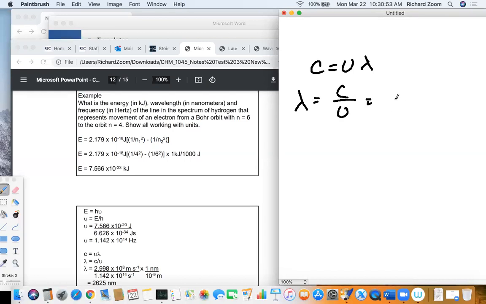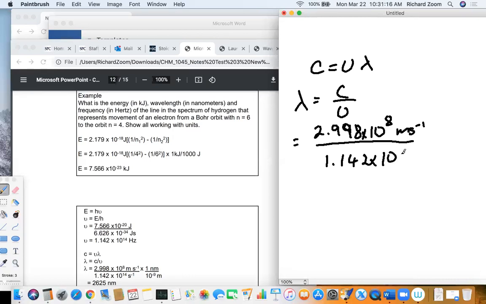Now c is going to be the speed of light, 2.998 times 10 to the 8th meters per second, over 1.142 times 10 to the 14 hertz, which is also seconds to the -1. So you can see that those will cancel, and we're just left with meters here.